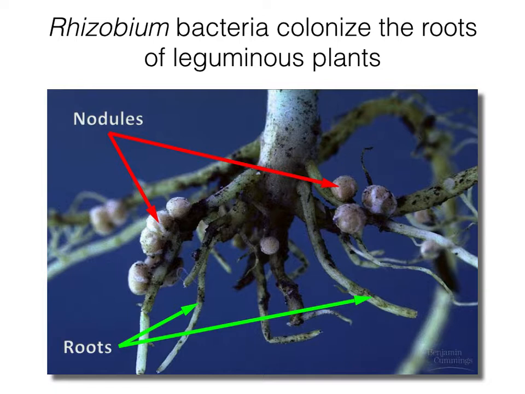So the plant benefits because it gets access to that nitrogen, and the Rhizobium bacteria benefit because they are provided with a structure within which they can maintain populations in this anaerobic environment. And the plant provides them with water and other nutrients such as phosphorus and so forth.